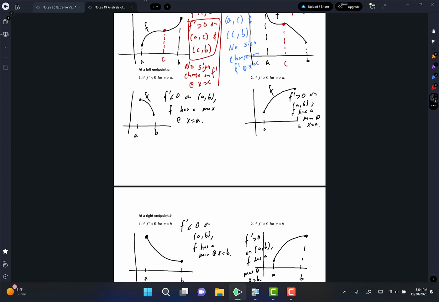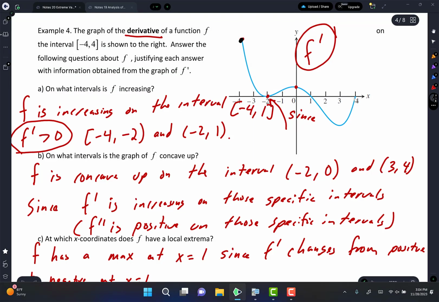Okay, and then what about my right endpoint? Let's say at x equals 4. Look, the derivative is negative right before I get to 4. So if the derivative is negative right before you get to 4, at x equals 4, that's what? It's a min. Think about it. You're going down, down, down until you hit 4.